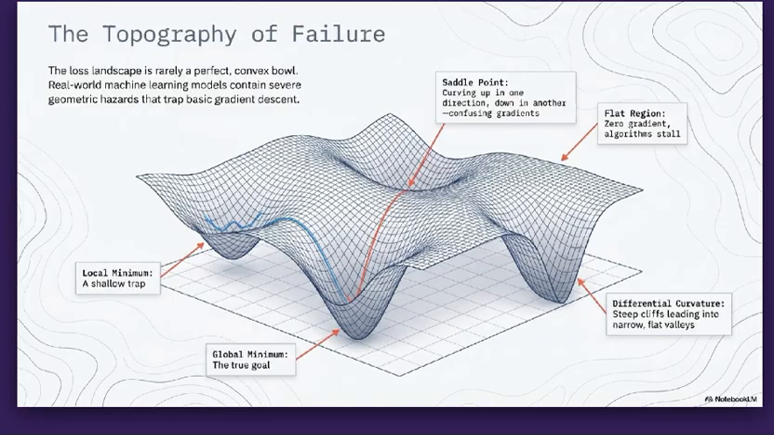And are saddle points actually common? They become exponentially more common as the dimensionality of your model increases. I mean, in a billion-dimensional space, the probability of finding a true local minimum where every single one of the billion directions curves upward is vanishingly small. But finding a point where some directions curve up and some curve down. They are everywhere. Saddle points are the dominant hazard in deep learning.